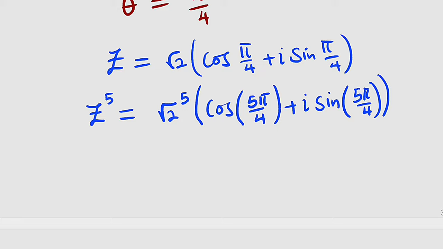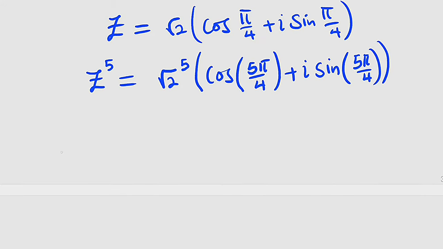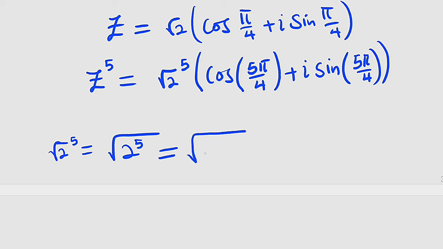What is root 2 to the power of 5? Let me do it here. Root 2 to the power of 5 is equal to the root of 2 to the power of 5, and this is equal to the root of what? 2 to the power of 1 multiplied by 2 to the power of 4 according to the law of indices, and 2 to the power of 4 is 16. Square root of 16 is 4, so this is the same thing as 4 root of what?